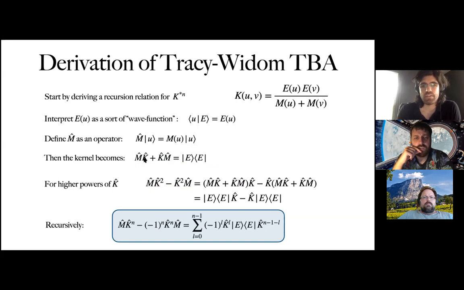So k hat is a kernel. It's an operator whose kernel is this. So it doesn't act on this funny space u. It does. So if you sandwich k hat on u and on v, you get k u v.